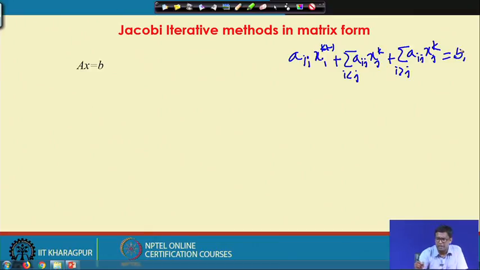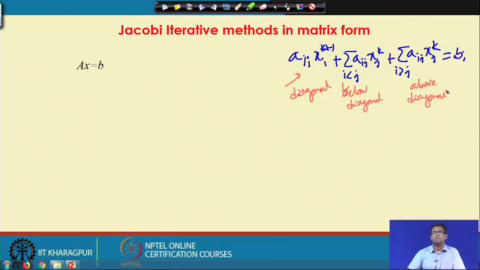Now, if we look at these terms, a i i is the diagonal term. In the sum a i j x j at k, where i is less than j, these are the above diagonal terms, the upper triangular part, and where i is greater than j, these are the below diagonal terms, the subdiagonal or lower triangular part of the matrix.